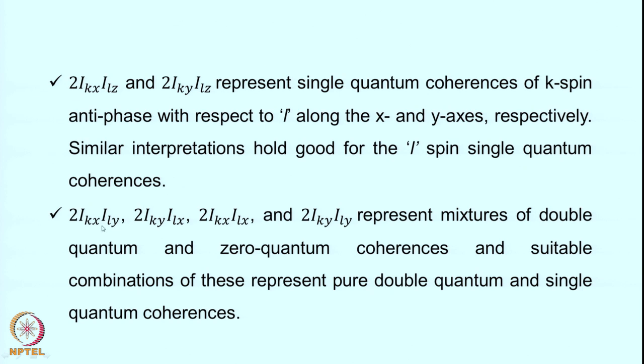Then we looked at 2IKX ILY, the 2 spin products with both transverse components, and 2IKY ILX, 2IKX ILX, 2IKY ILY. All of these represent mixtures of double quantum and zero quantum coherences, and suitable combinations of these represent pure double quantum and zero quantum coherences. And we have the X components and the Y components represented here as well, but that is a kind of convention. You cannot actually draw a double quantum and zero quantum coherence on the Cartesian axis.